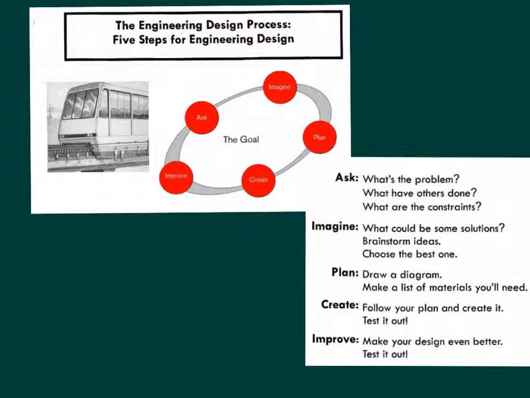The engineering design process. 5 steps for engineering design. Ask, what's the problem? What have others done? What are the constraints? Imagine, what could be some solutions? Brainstorm ideas and choose the best one. Plan, draw a diagram, and make a list of materials you'll need. Create, follow your plan, and create it. Then test it out. Improve, make your design even better. Then test it out again.